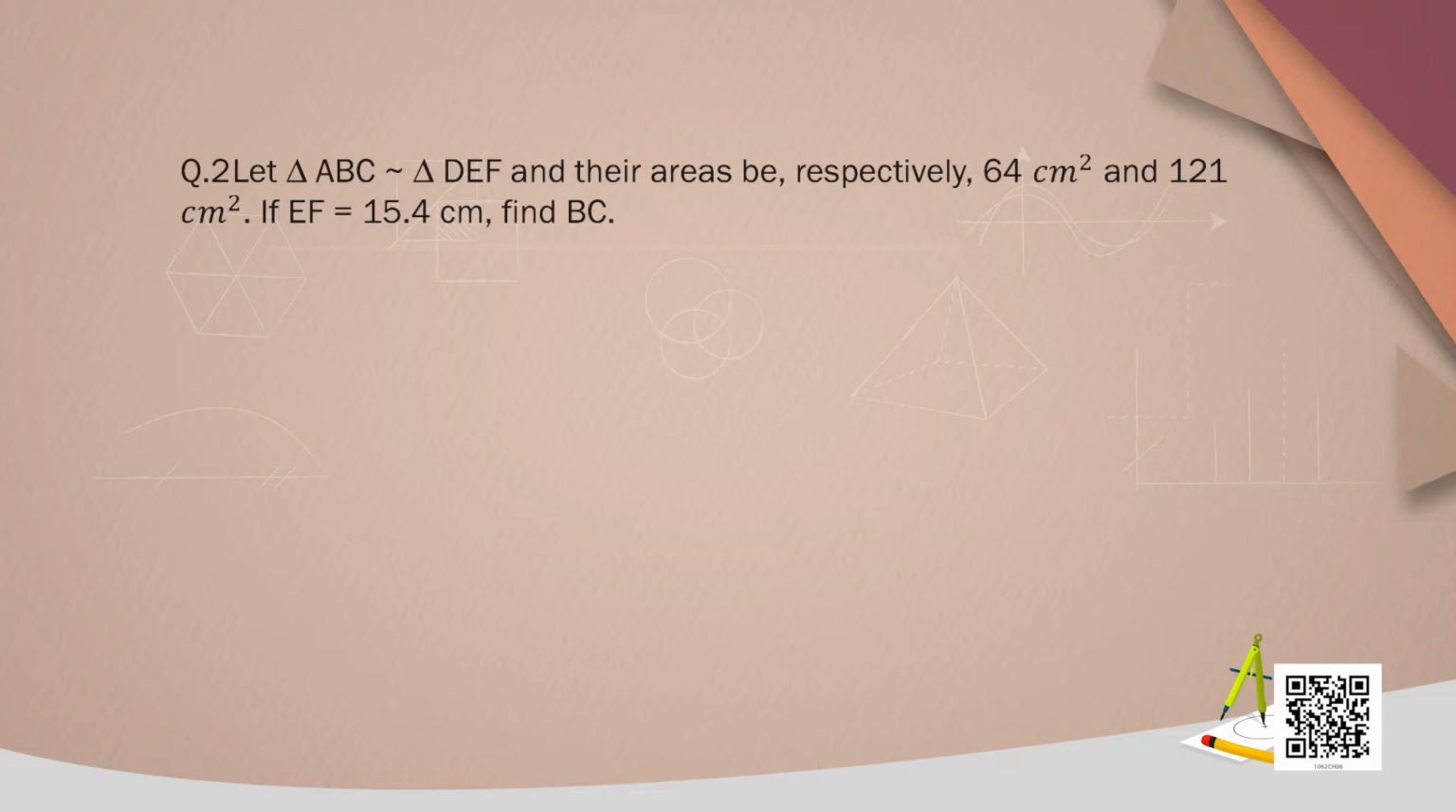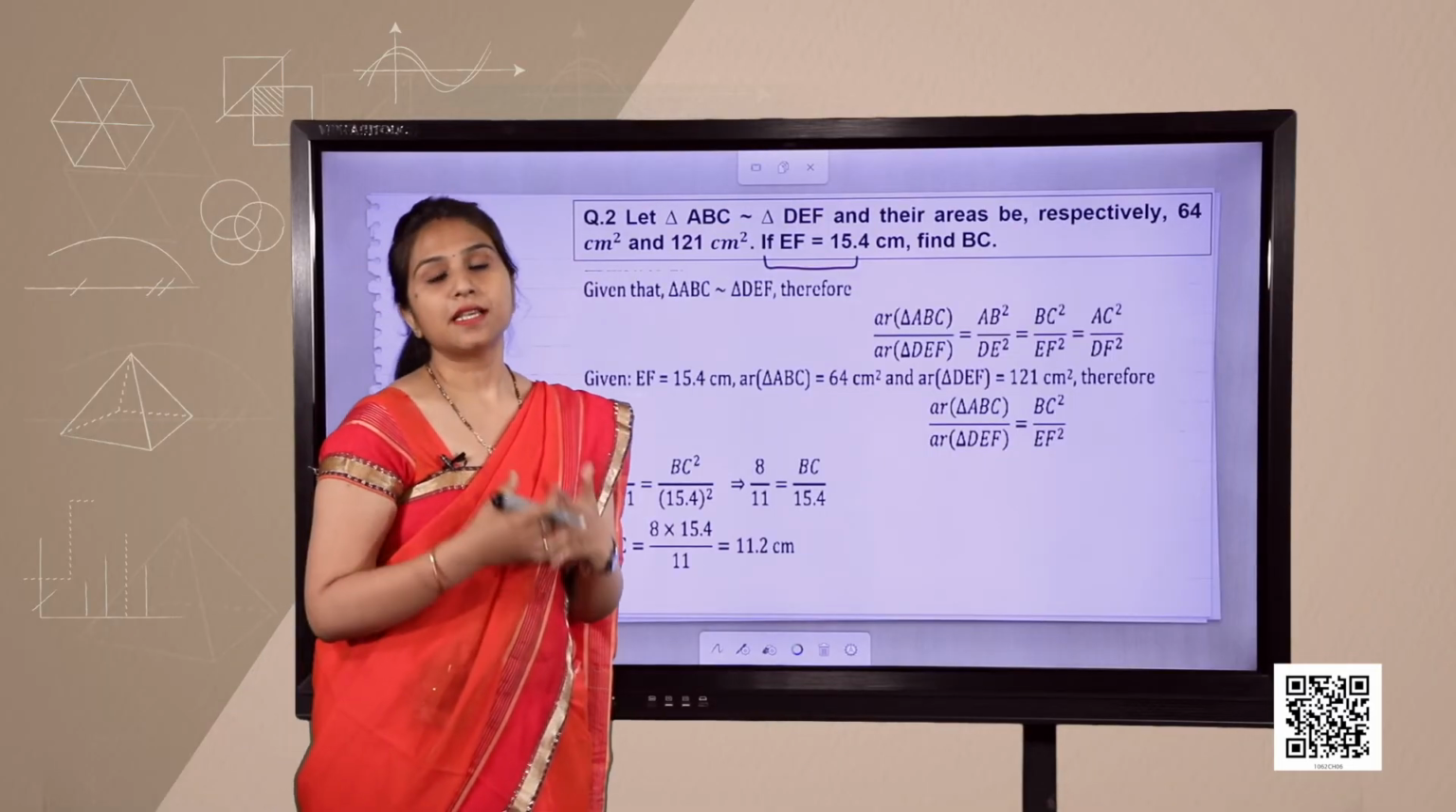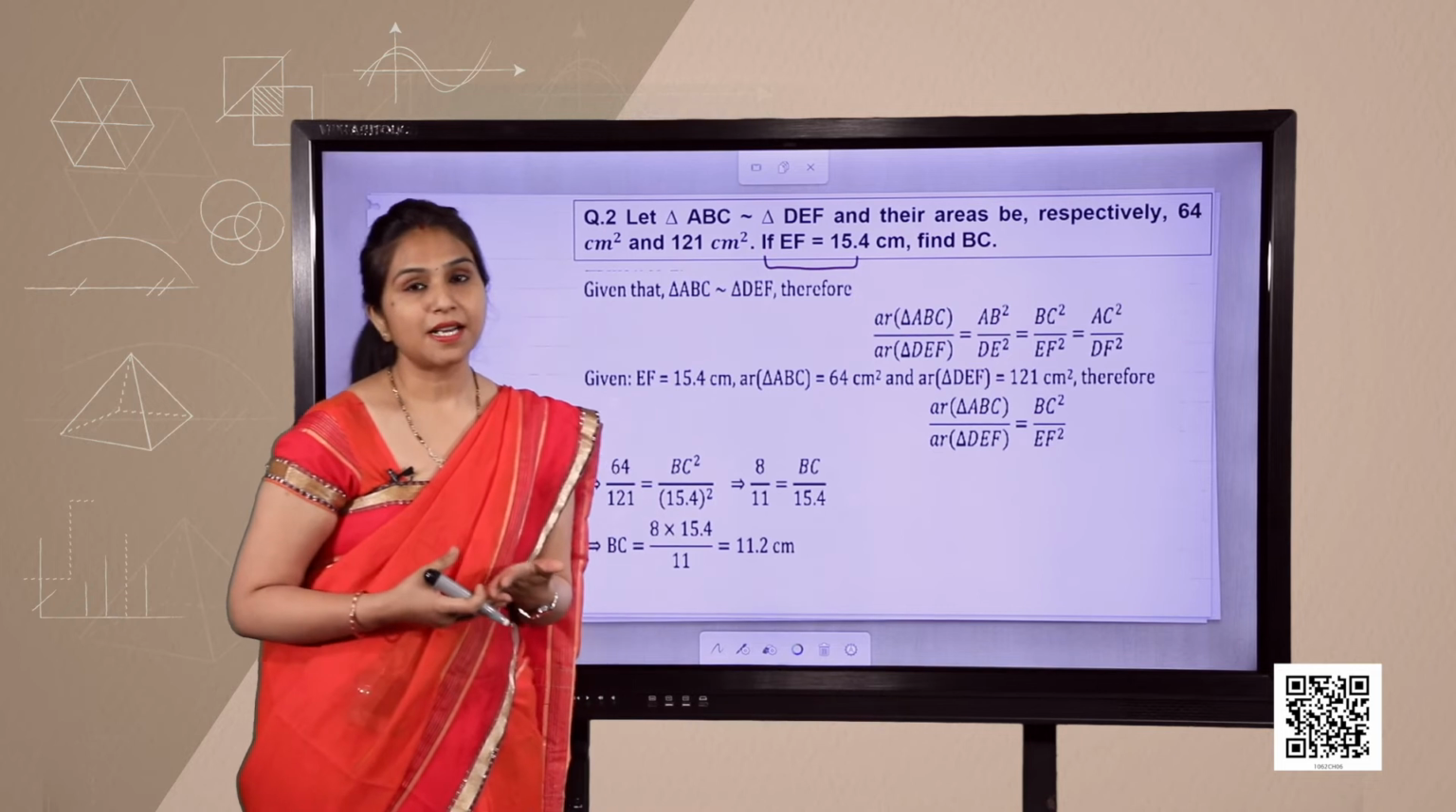There is a sign of similarity between them, and the area of the first triangle is 64 centimeter square and the area of triangle DEF is 121. Another thing which is given to you is that EF is 15.4 centimeter. You need to find the length of BC. So, children, there is nothing much. It is given that the triangles are similar.